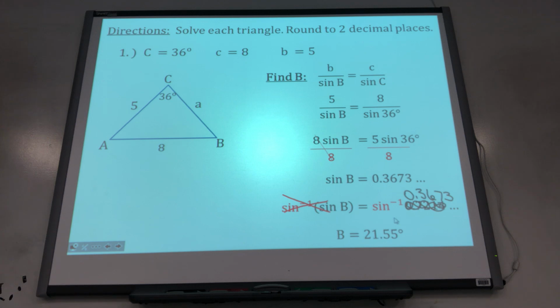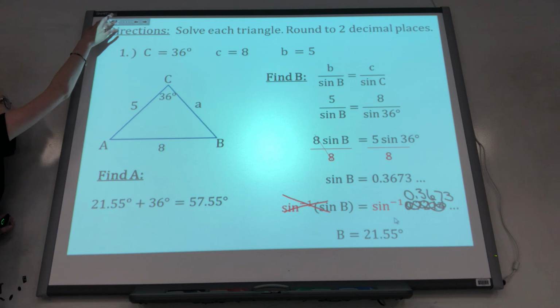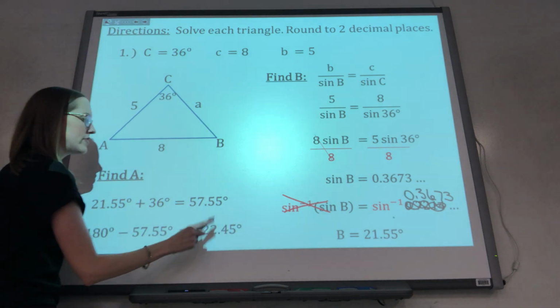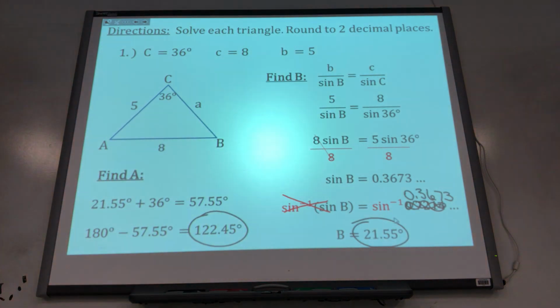Now I know angle B, so what would be the next easiest thing to find? Yeah, I'm kind of thinking angle A would be easy to find next. If you take 36 plus 21.55 degrees, that is like a 57.55 degrees. Then I can subtract that from 180 and I get 122.45 degrees. Angle A, angle B.